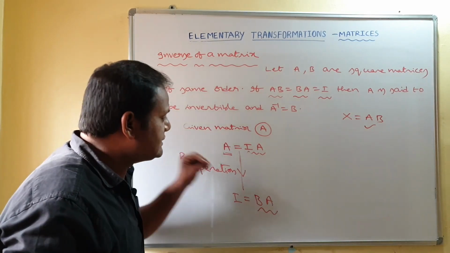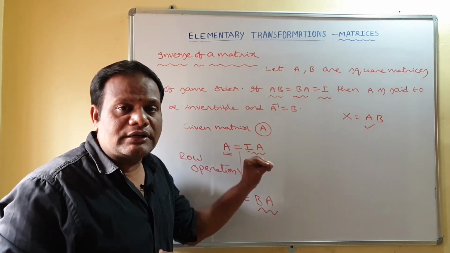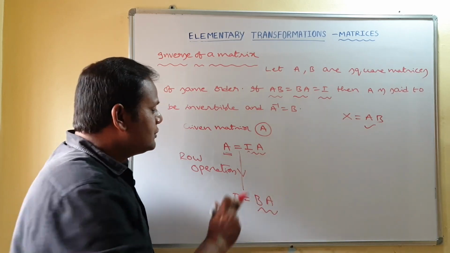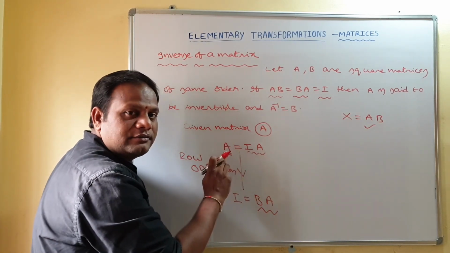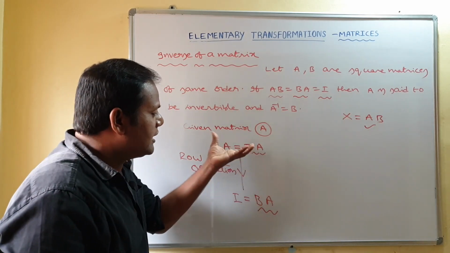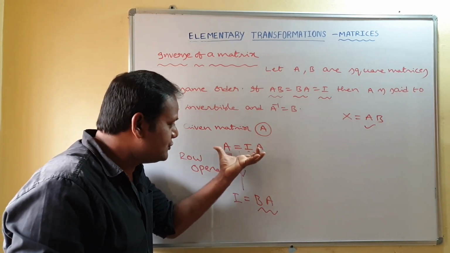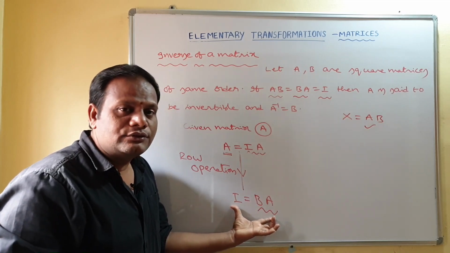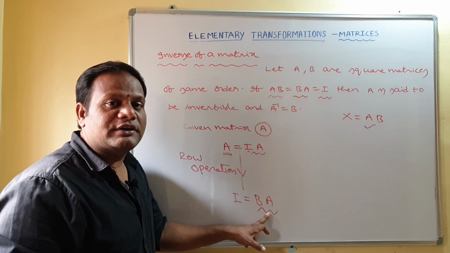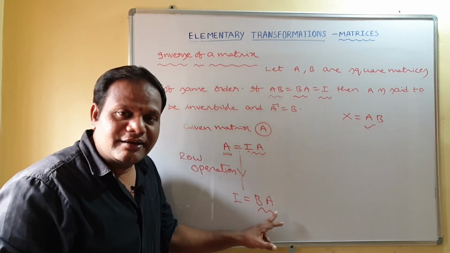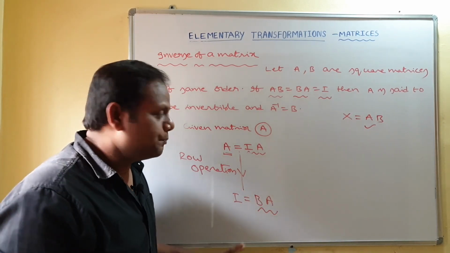So if you decide to apply elementary row transformations, you write A as I into A. And by applying elementary transformations, you reduce that equation into this form. And finally, from the definition of inverse, A is invertible and A inverse equal to B.